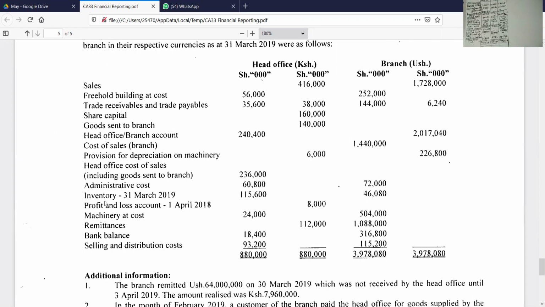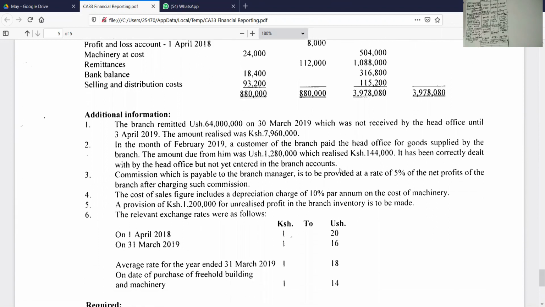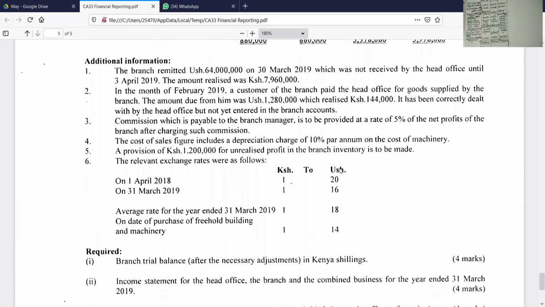Admin cost, inventory, branch, and then profit and loss account, machinery, remittance, bank balance, selling and distribution. There's nothing they changed there. In these items, it's only these figures they changed. There is no concept they changed. If you look even at the additional information, there is no concept that they changed.